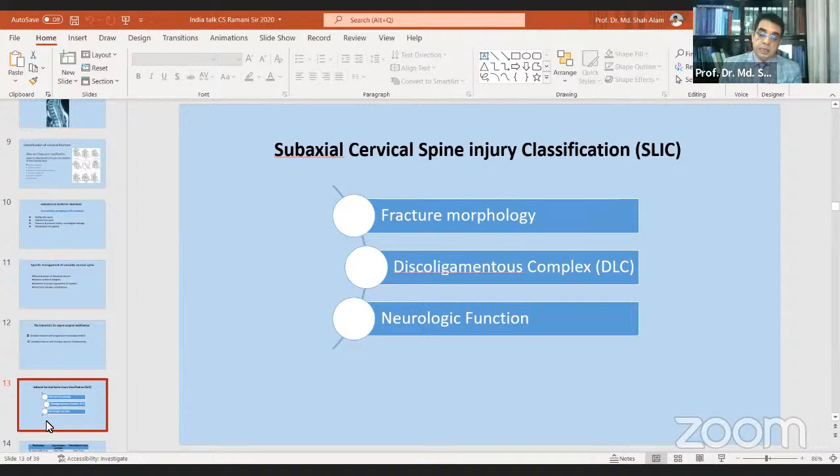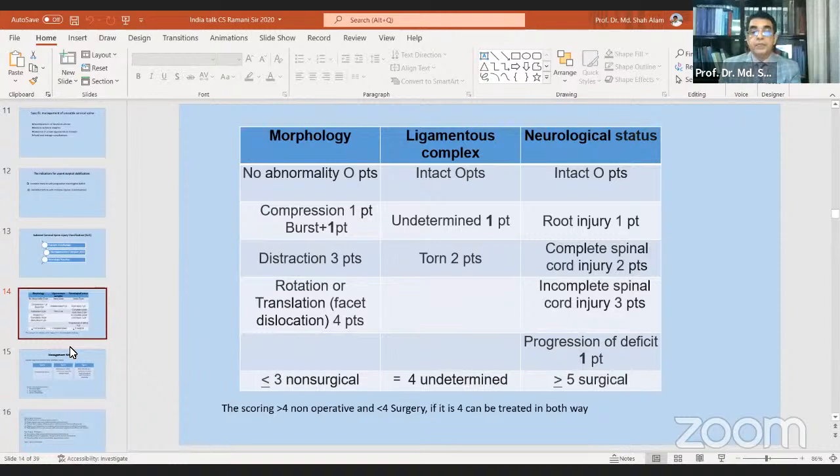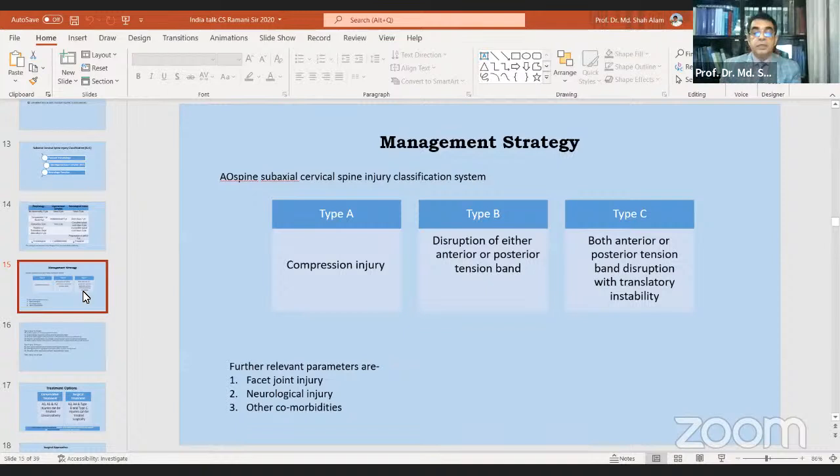And on that scoring, if it is less than 3, then straightaway we treat the patient conservatively. When it is 4, it is equivocal, may be conservative or surgical, depending on the patient's choice and the surgeon's choice. And if it is more than 4, it is definitely strongly indicated for surgical intervention. So the management strategy in subaxial cervical spine injury is based on type A, type B, and type C.